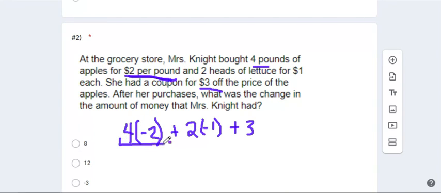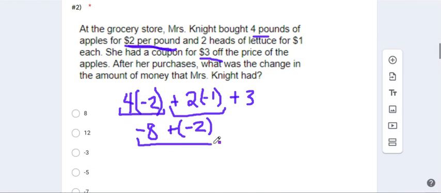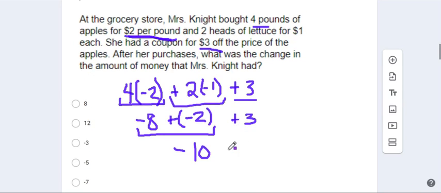Okay, so 4 times negative 2 is negative 8. That's the price of the apples. Then we have 2 times negative 1, that's negative 2. That's the price of the lettuce. If she just bought the apples and the lettuce, she would pay $10. But like we said, we're going to add 3 because her coupon was for $3 off. So instead of paying $10, once you add the coupon on, she's only going to pay $7. And so that's our answer. What was the change in the amount of money that Miss Knight had? She has $7 less.